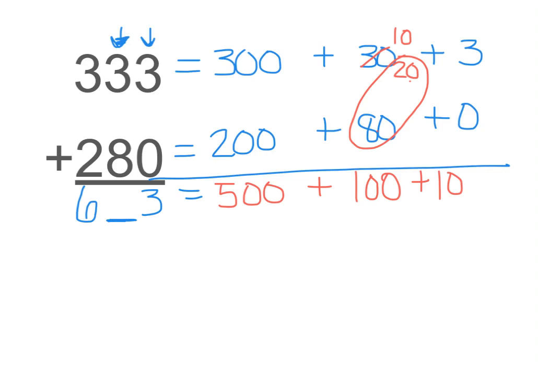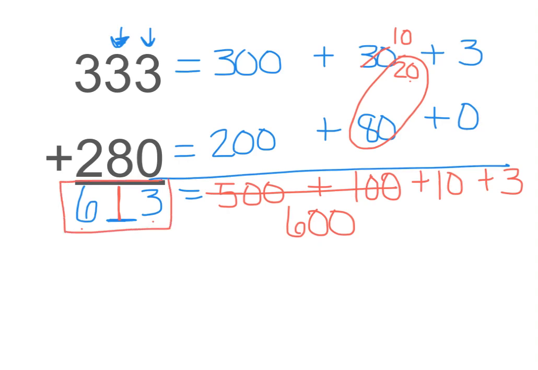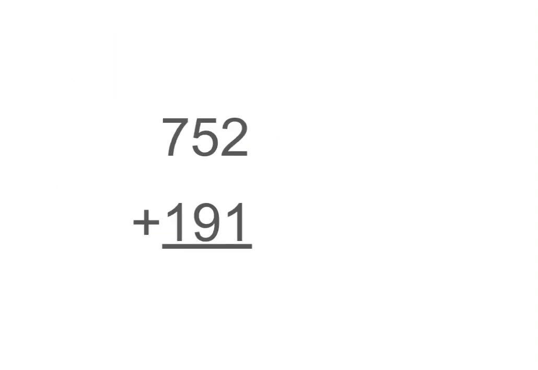There's the 10 we didn't use, plus 3. So we're going to combine our like terms, which are our 500 and 100, and get 600 plus 10 plus 3. Notice the 600 we knew from the beginning, and the 3 we knew from the beginning. So the only number that we need to fill in is the 10. 613. Great job.